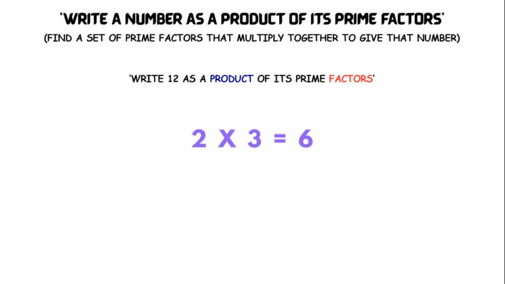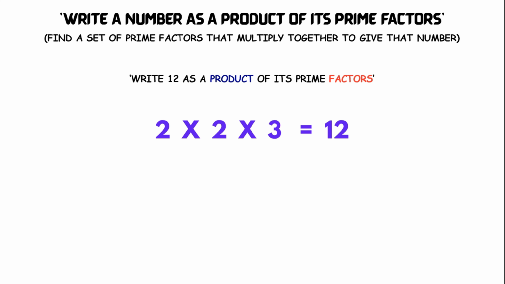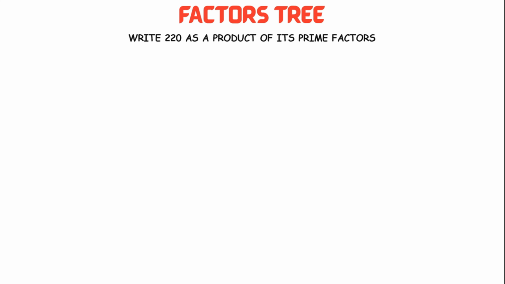We already know that 2 and 3 are prime factors of 12, but we can't just write 2 times 3 because 2 times 3 is 6, not 12. Instead, we'd have to do 2 times 2 times 3, which are still all prime numbers but now do multiply to give us 12. If you want to find the prime factors of more complicated numbers, though, like you might need to in the exam, you'll need to use a method called a factor tree.